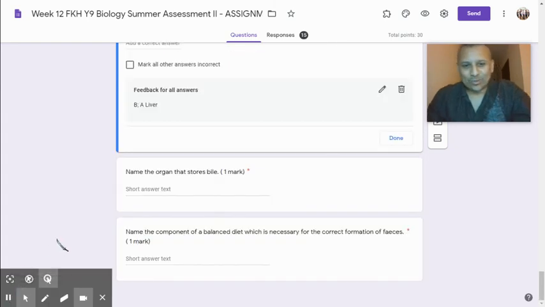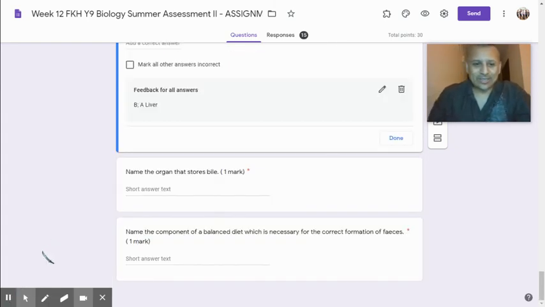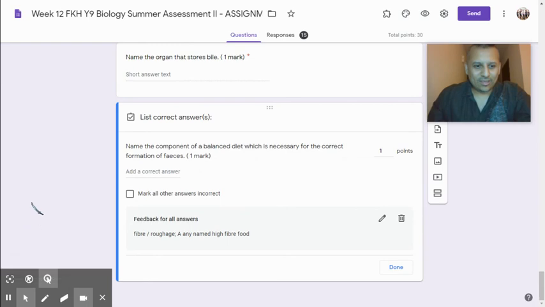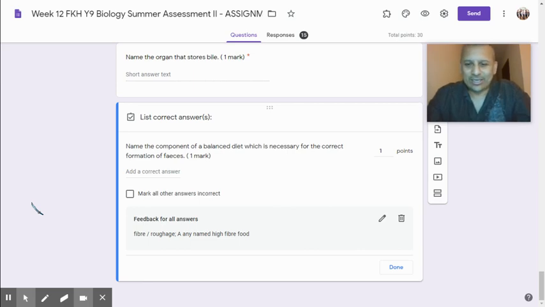Yes, so the organ that stores bile is the gallbladder, and the component of a balanced diet which is necessary for the correct formation of feces is, of course, fiber. You could obviously also give the term roughage, and that concludes the biology, the second biology assessment.